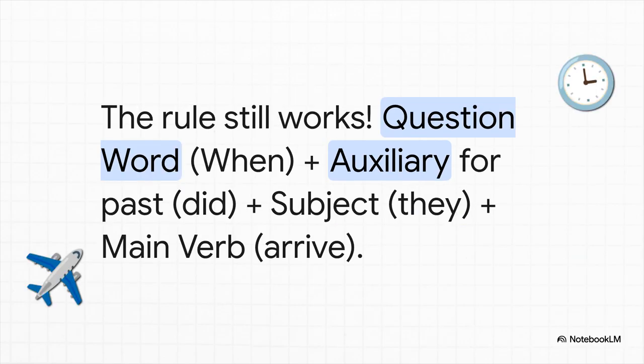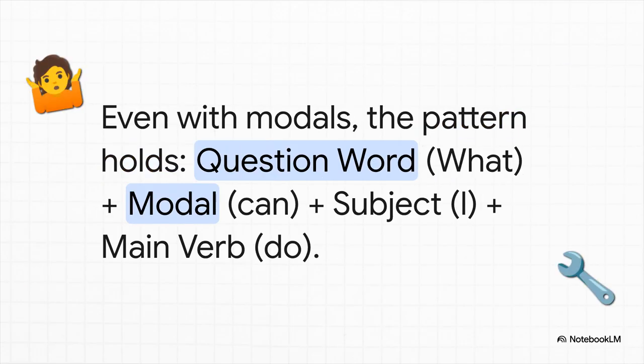And the best part? The formula works for the past tense, too. Check this out. When did they arrive? It's the exact same recipe. Question word, when. Our past tense helper verb, did. Subject, they. Main verb, arrive. The pattern stays the same. It even works with modal verbs, like can or should. For instance, what can I do? Question word is what. The modal can is acting as our auxiliary verb. Subject is I. And the main verb is do. Once you start to see this pattern, everything gets so much easier.